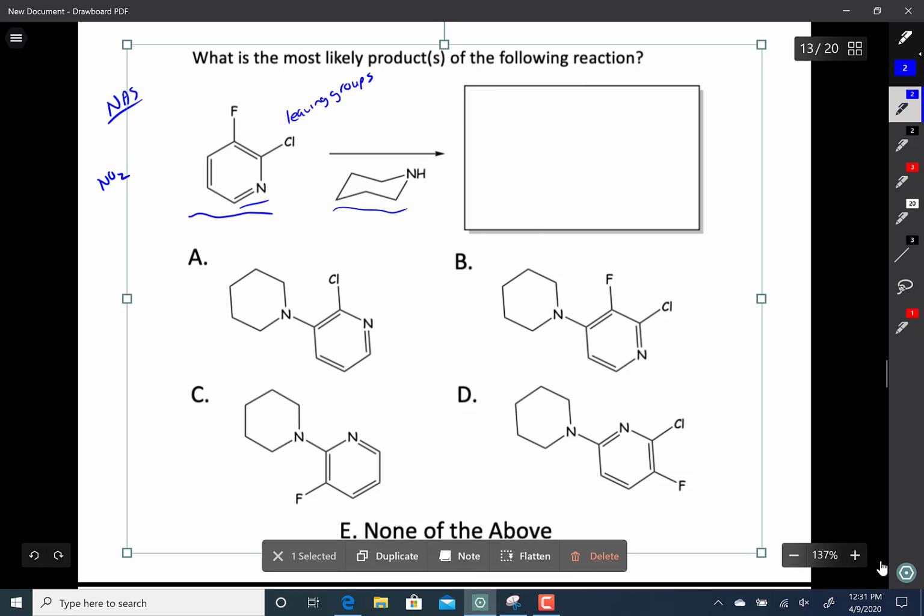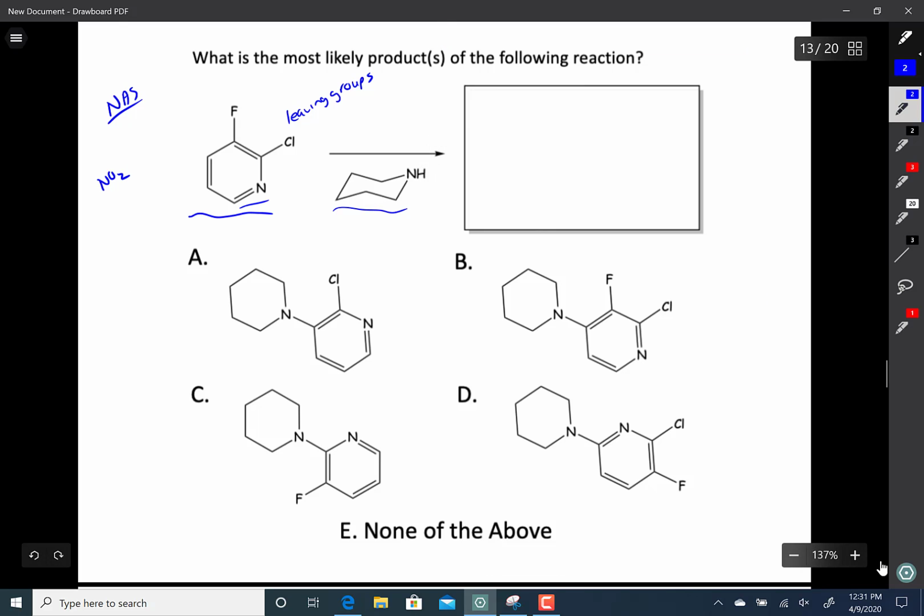Now, we have two leaving groups. We have a fluorine and we have a chlorine. Now, the fluorine is the better leaving group than the chlorine is. But when you're dealing with a nucleophilic aromatic substitution, it's important to know that the electron withdrawing group has to be located in a certain position. In the case of a nitro, it has to be ortho or para to it.